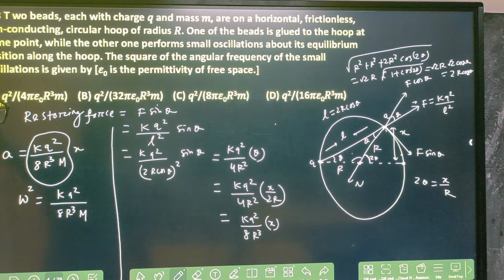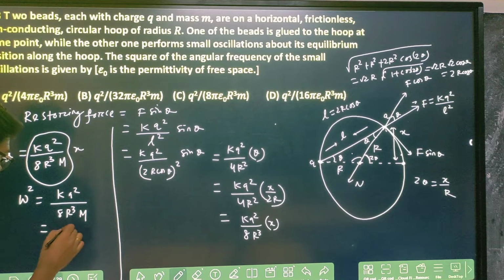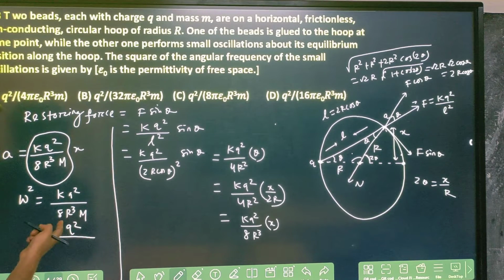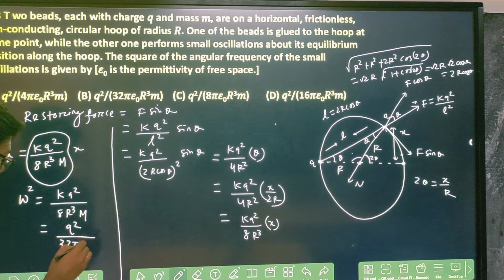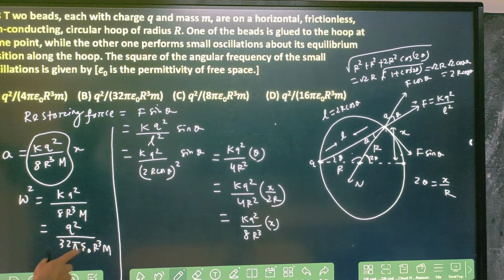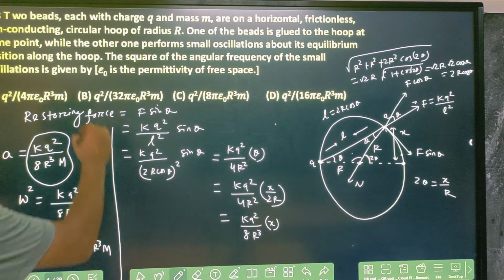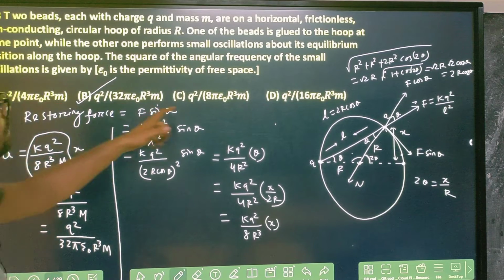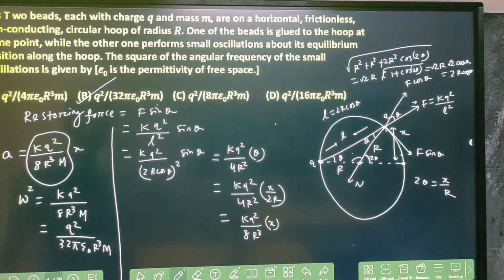So see which one is given. They have given k as 1 by 4 pi epsilon naught, no? So you can write q square divided by 1 by 4 pi epsilon naught. 8 into 4 will be 32. So 32 pi epsilon naught r cube m, right? Which one is it matching? So option number B will be correct. Yeah, option number B will be correct. Clear?